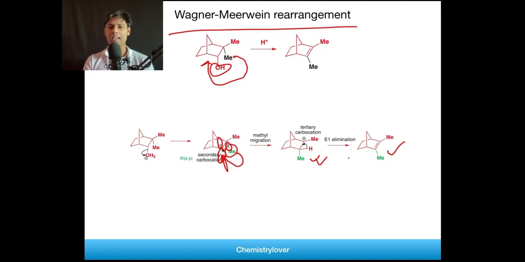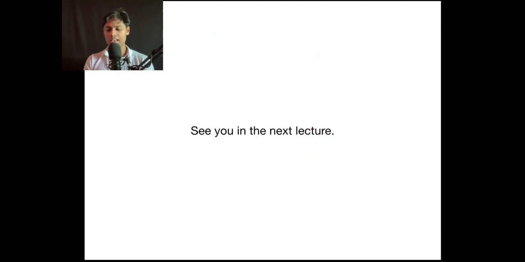So these are the reactions of carbocation. We discussed all the reactions, stability, and how you can generate carbocations. So this is all about this lecture. In the next lecture, we will discuss other intermediates, that is the carbanion.